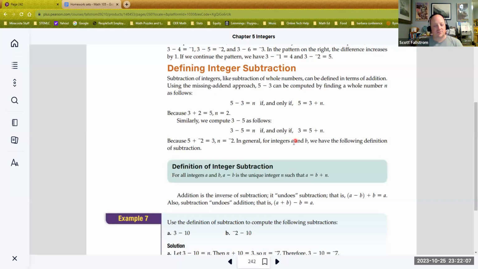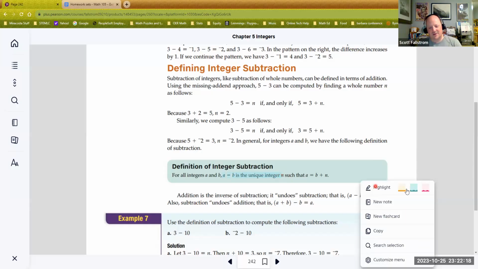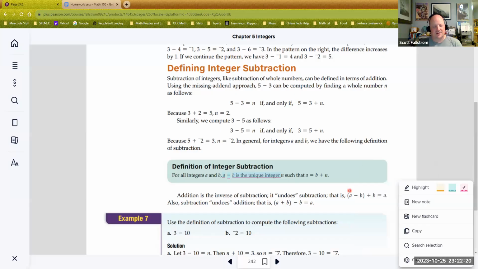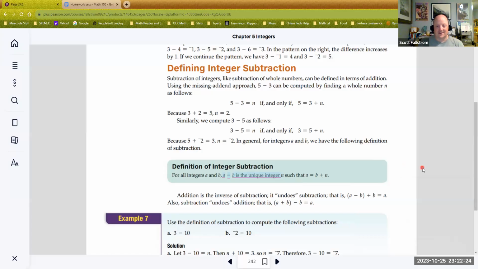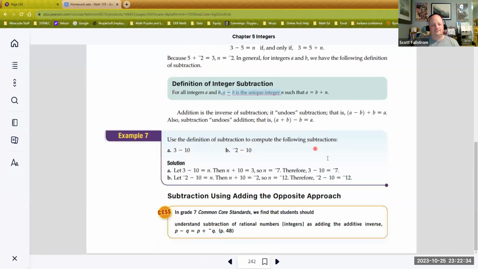Oh, let's see here, integer subtraction. You know what? This is what's great about subtraction. It's the same concept. So a minus b is the unique integer. We used to call it the unique whole number, but now we're dealing with integers, so we have to kind of change that. The unique integer n such that a is equal to b plus n. That's right. What is called the difference between two numbers is the subtraction piece, as long as you can check it with addition. Okay, so there we go.